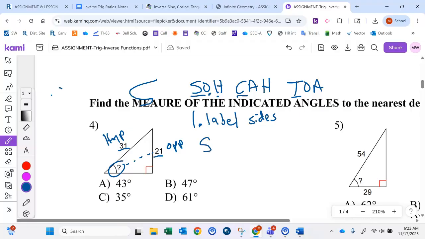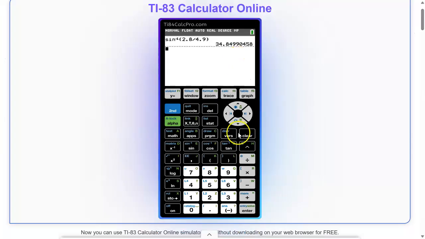So we're going to go sine, and we're going to go like this, -1, and then parentheses, and we're going to go opposite over hypotenuse, I'll just do over H. That's going to equal the angle. So that would mean sine -1, I'm going to abbreviate this. Opposite, what is the opposite? It is 21. What is the hypotenuse? It's 31. Okay. Now I'm going to go to my calculator and I'm going to clear that.